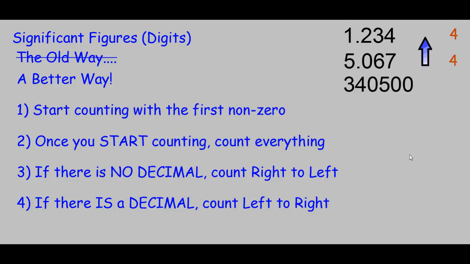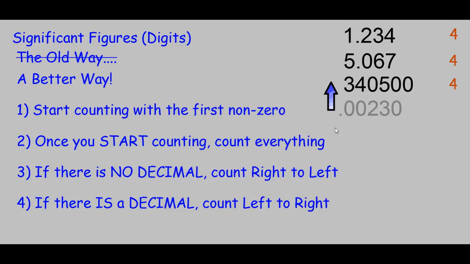All right, let's mix it up a little bit. On this problem, we do not have a decimal point, so we're going to go from right to left. And going from right to left, we do not start with the zero, we start with the first non-zero. So as I move across, this 5 will be the very first number that I include. So it'll be 1, 2, 3, 4. So once we start counting, we count everything from then on.